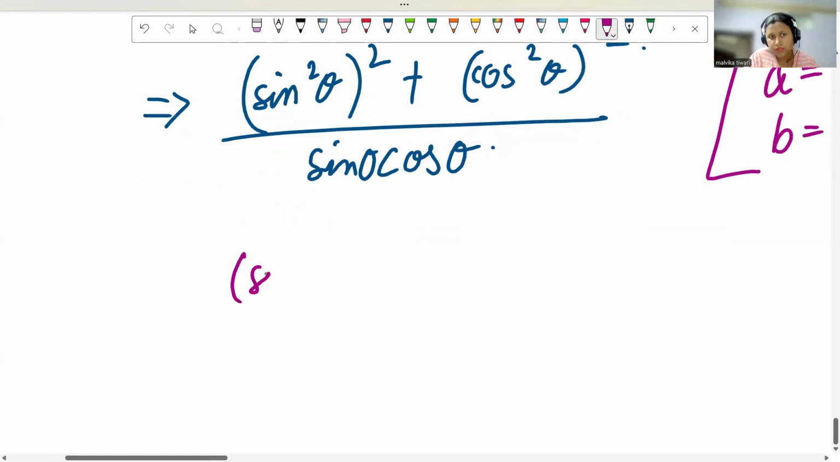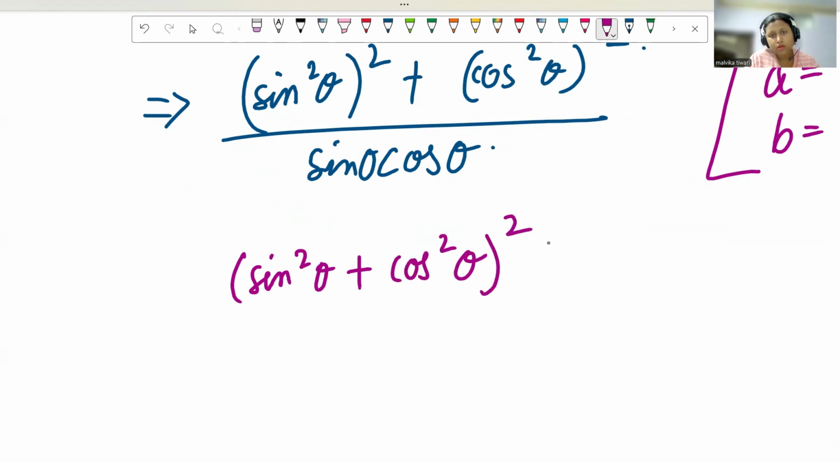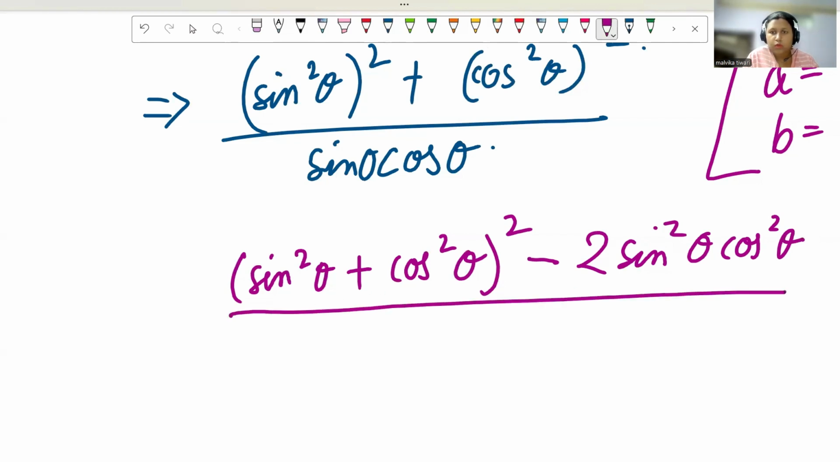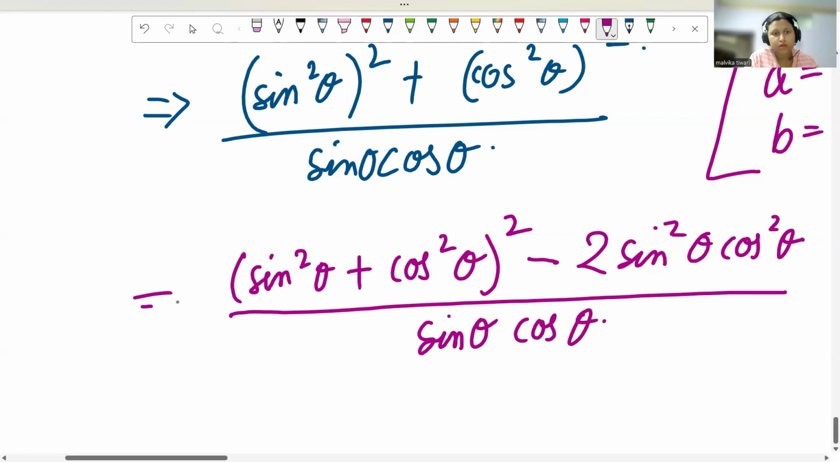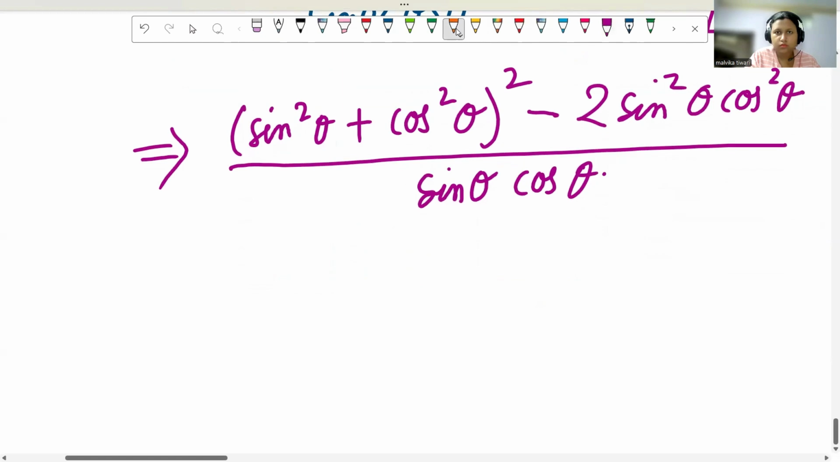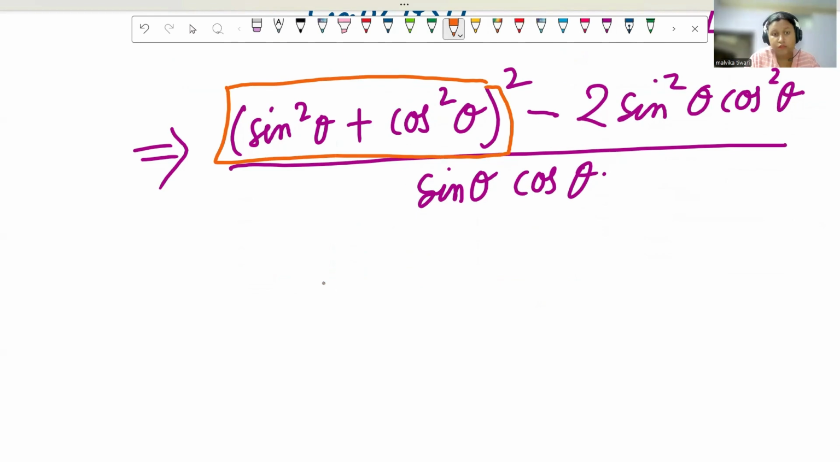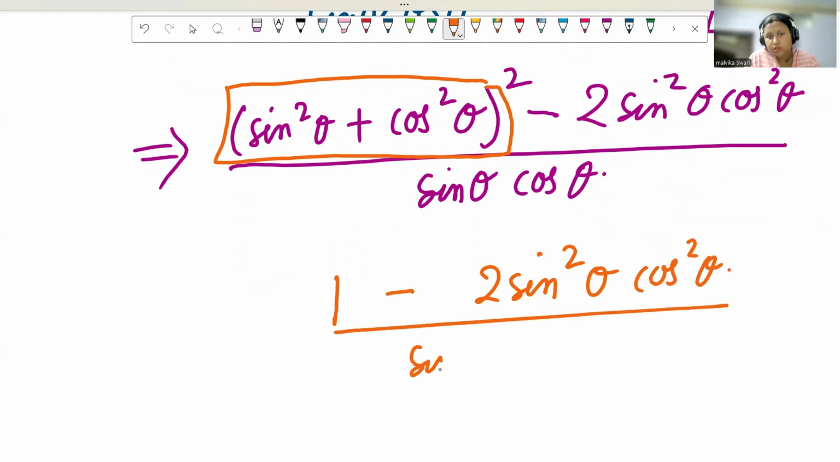So this is going to be (sine square theta plus cos square theta) whole square minus 2 sine square theta cos square theta, divided by sine theta cos theta. Now again this part turns out to be 1, since sine square theta plus cos square theta is 1. So 1 minus 2 sine square theta cos square theta by sine theta cos theta.